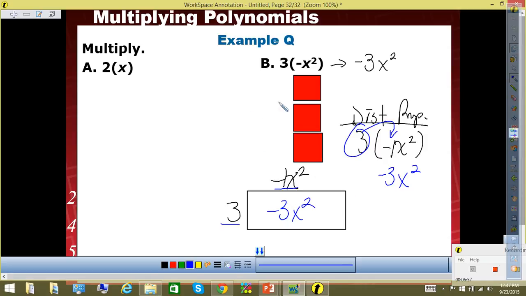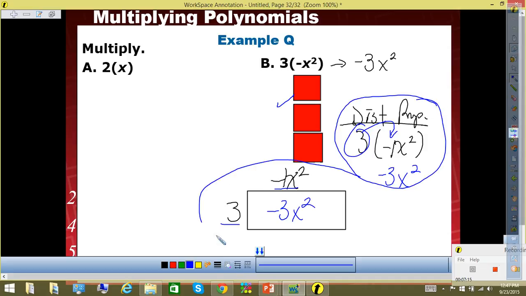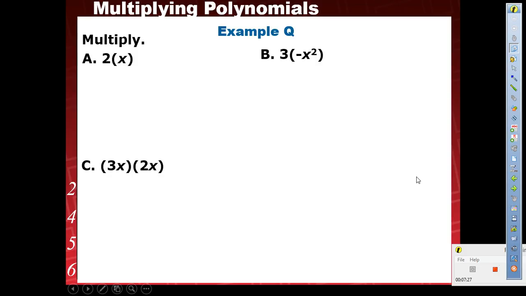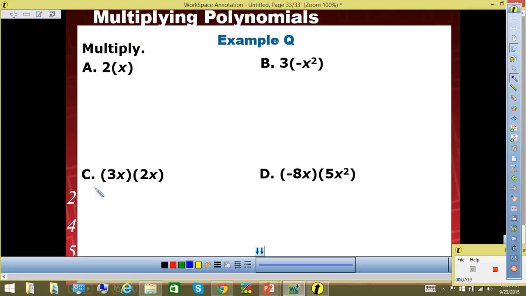For right now, we're going to leave the tiles aside. I do want you guys from this point forward to focus on distributive property and area model. So every neighbor, what I just said, please. Okay? So with that said, copy these, example C and example D. And we're going to do these together, because I want to see how you do.